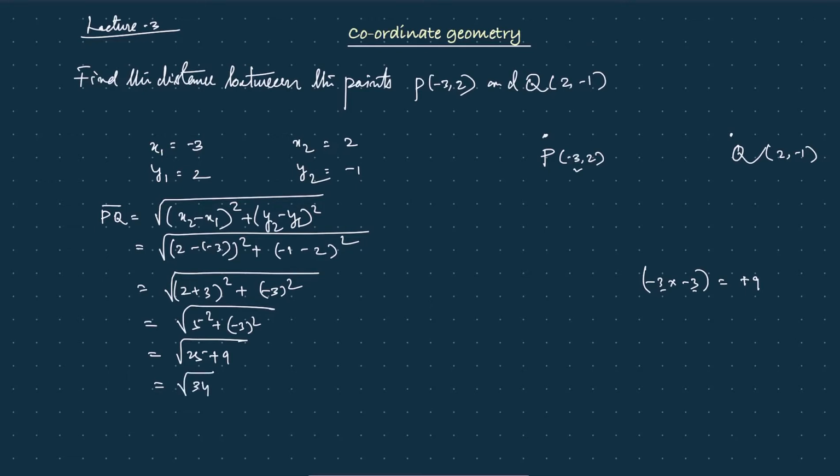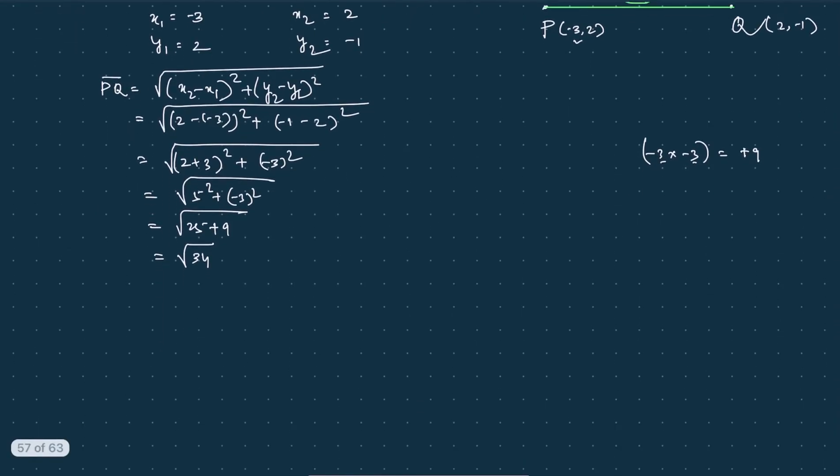Now I am going to write the distance from P to Q. You can see here the distance is the square root of 34. This is one problem. The next problem I am going to do, what is the next problem?